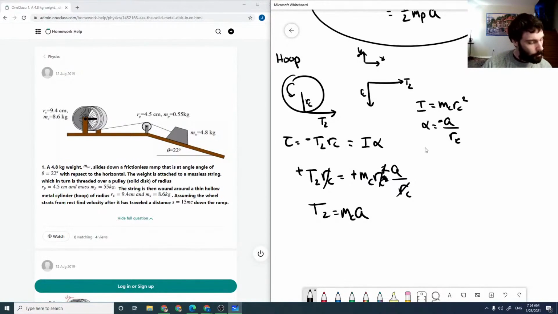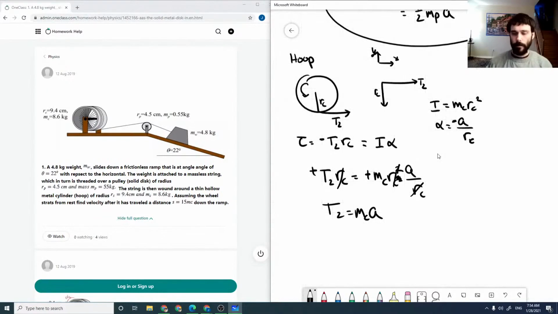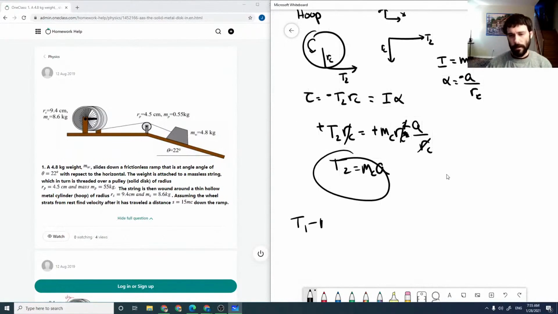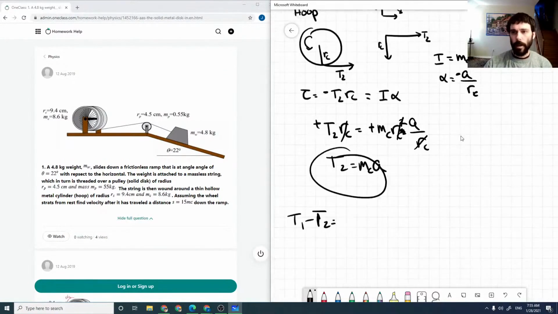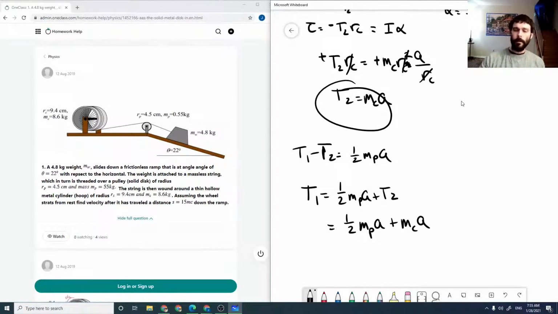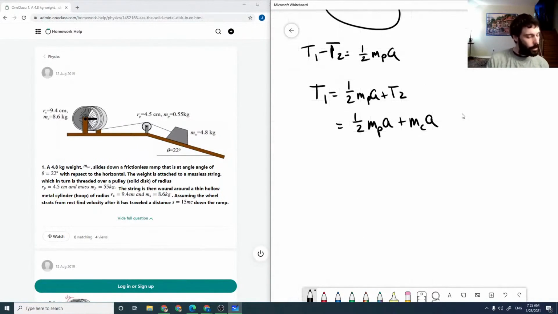Okay, and then from our pulley expression, we have that T1 minus T2 is 1/2 MPa, so now we can say that T1 is 1/2 MPa plus T2, which is 1/2 MPa plus MCA. Okay? So now we have T1. And now going back to our original expression, we have mg sine of 22 degrees minus T1 is equal to m weight A.